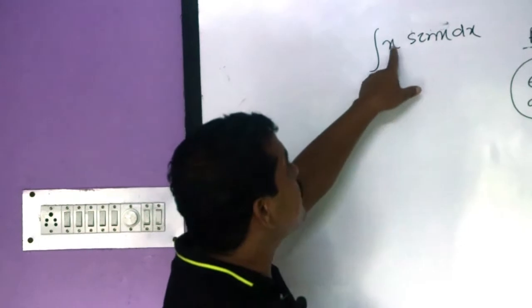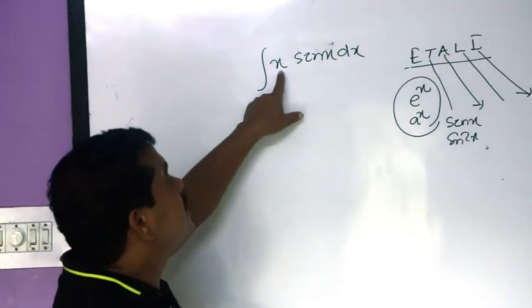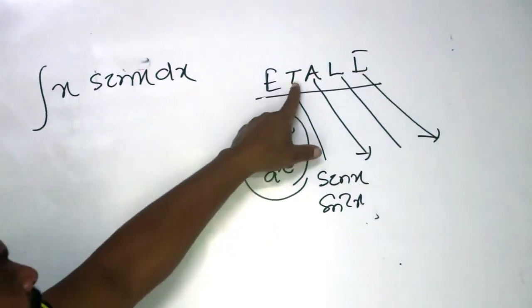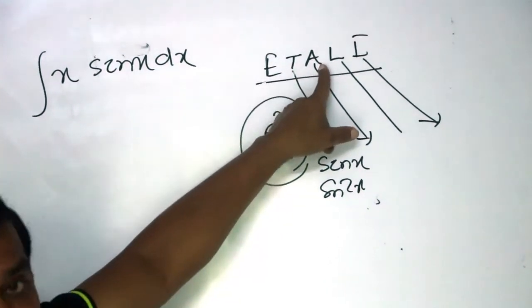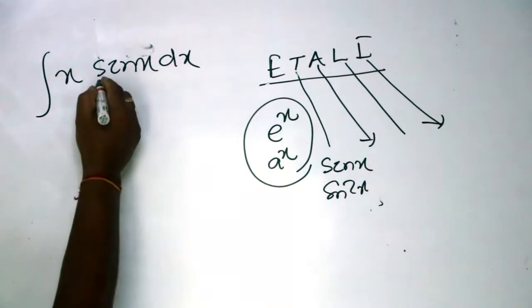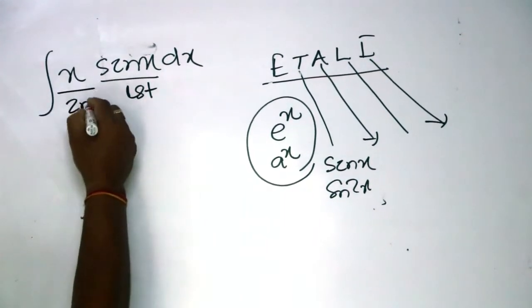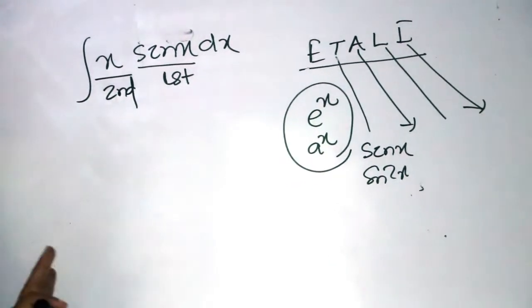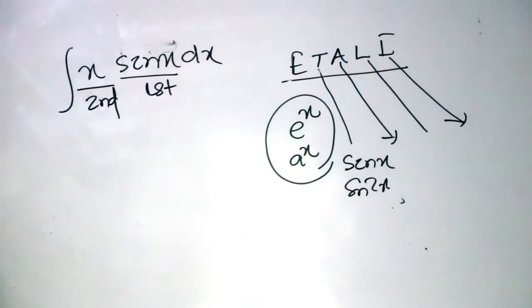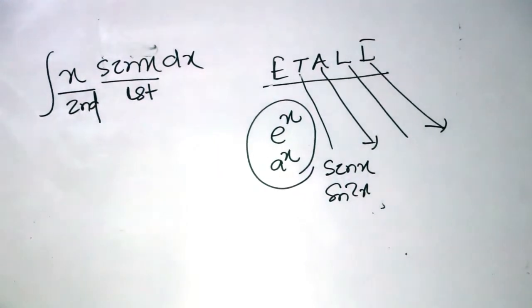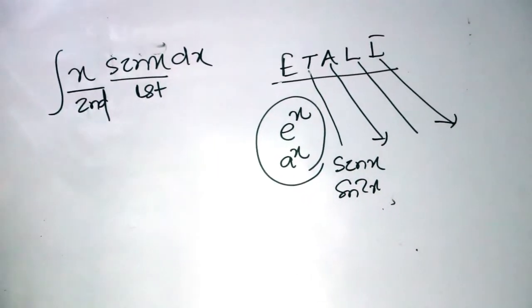Suppose here x and sin x. x is an algebraic function, sin x is a trigonometric function. T comes first, A comes second. So sin x will be the first function and x will be the second function. This is important. First we have to choose in the correct manner which one is the first function and which one will be the second function. Then we apply the rules.